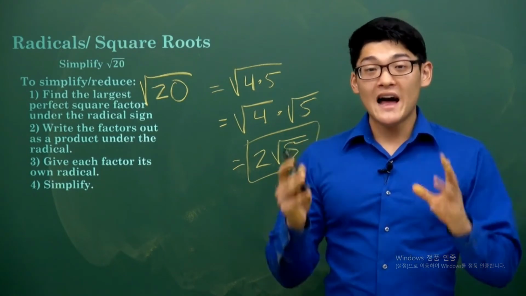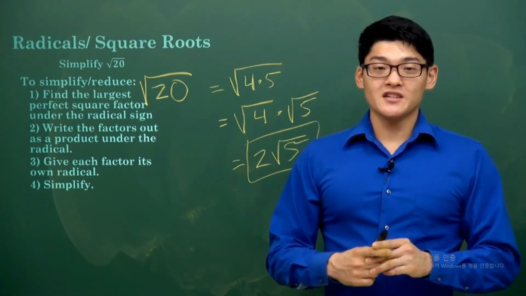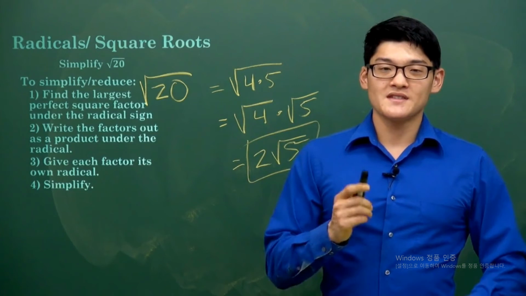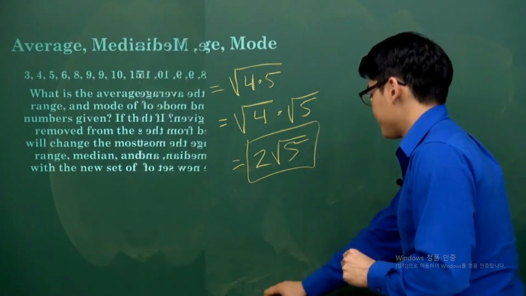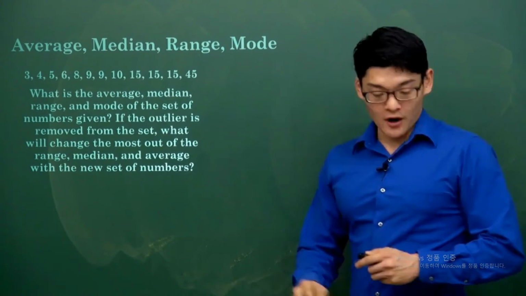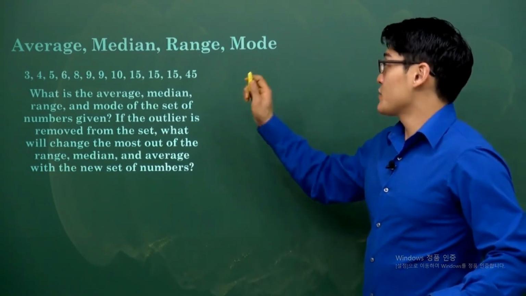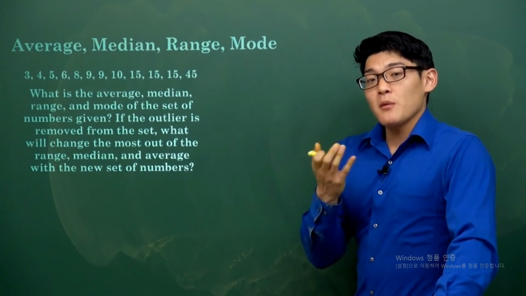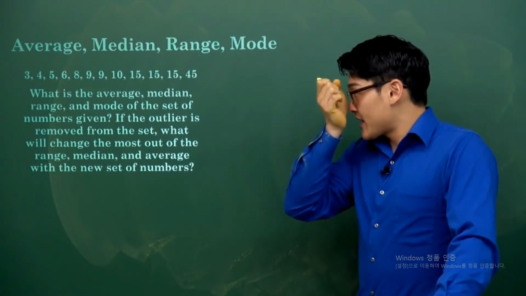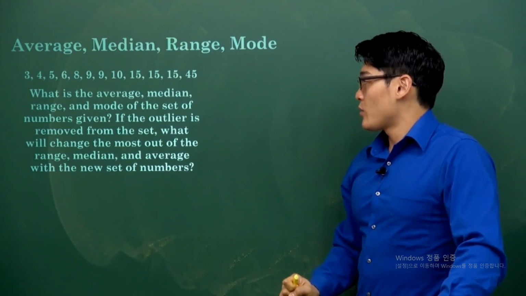We're going to go over the last thing. I know it was a long lecture video, but bear with me. It's the last thing. It's very important. Average, median, range, and mode. We're dealing with average, median, range, and mode. This is very important, and you've probably heard of these terms, but let's go ahead and look at this question and see what we got.